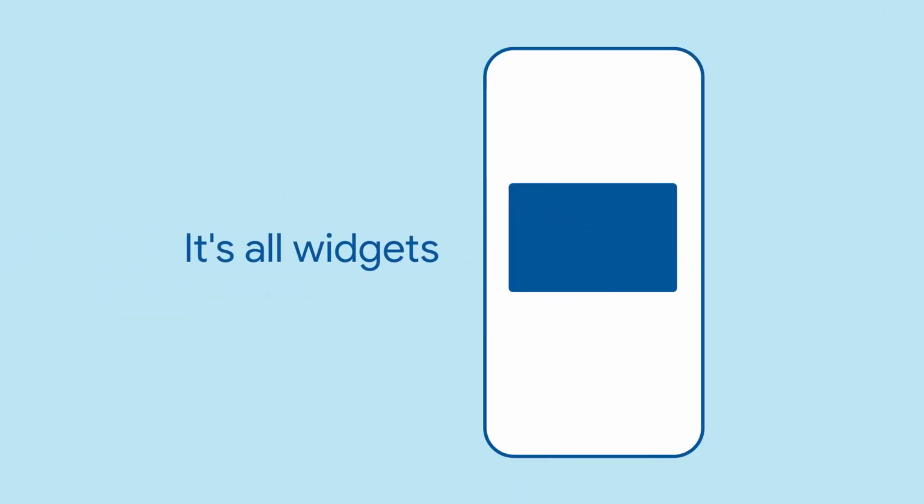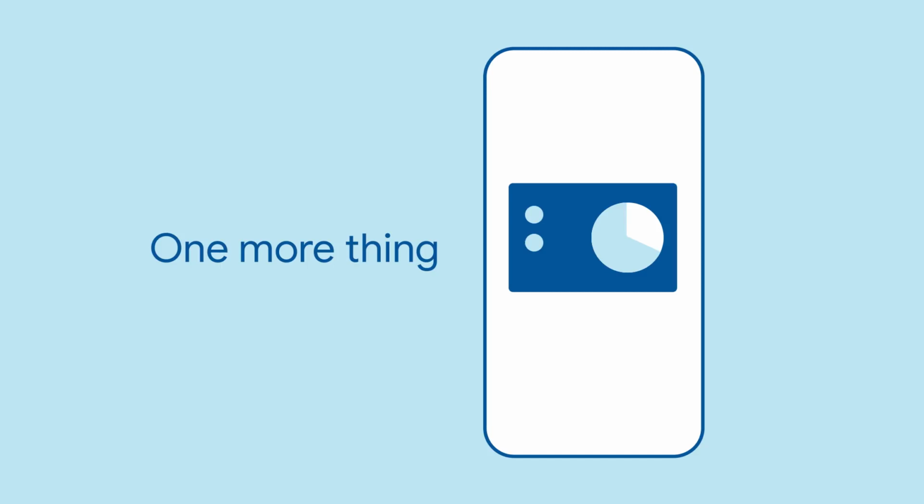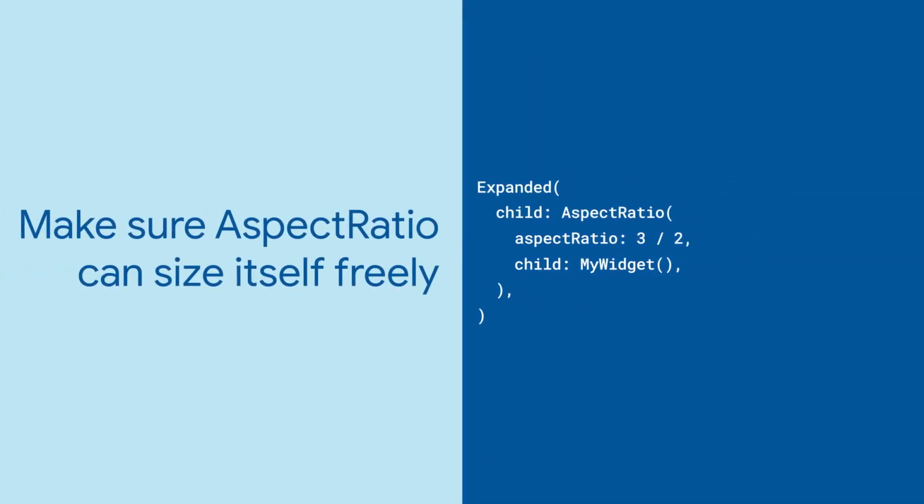Aspect ratio's child can be any widget. For example, a colorful container, a picture, a whole widget tree. And one more thing. Make sure you actually let the aspect ratio widget size its child.